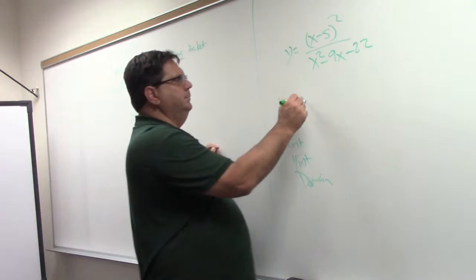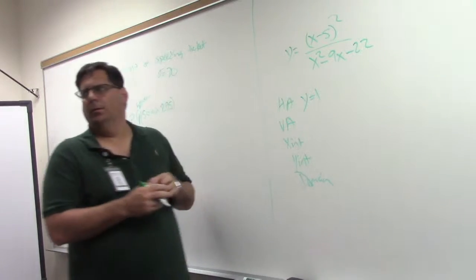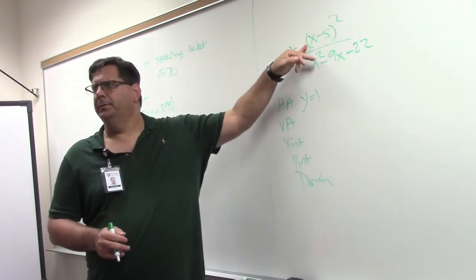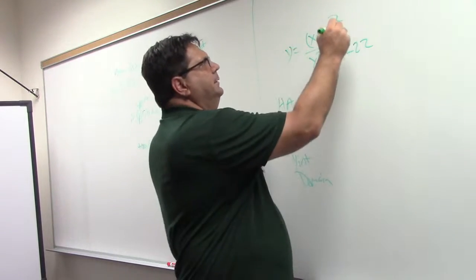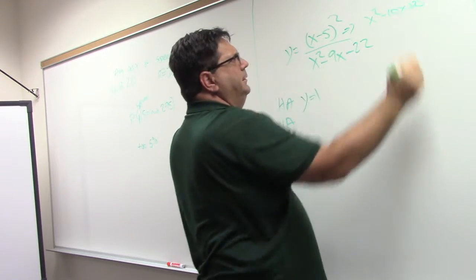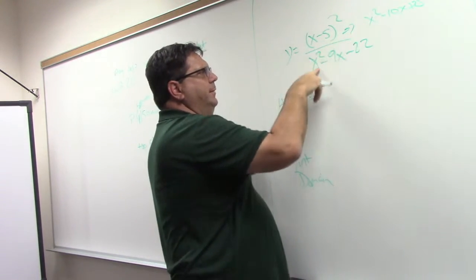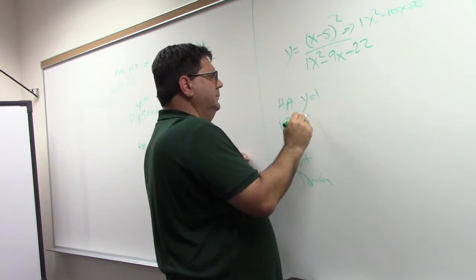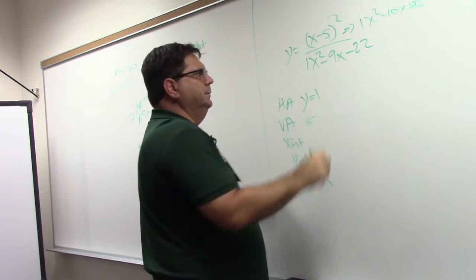Where's our last step? What is it? Y equals 1. Why is it y equals 1? If you expand the top, this top piece is x squared minus 10x plus 25. Top and bottom have the same degree. Horizontal asymptote becomes the number in front. Y equals 1.